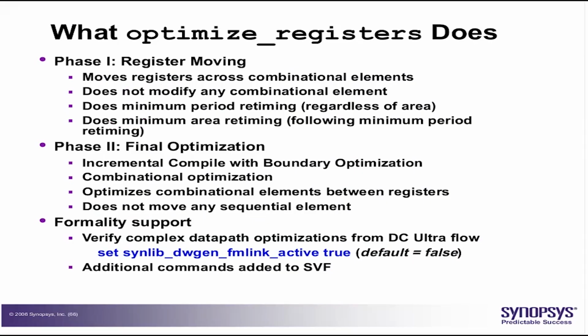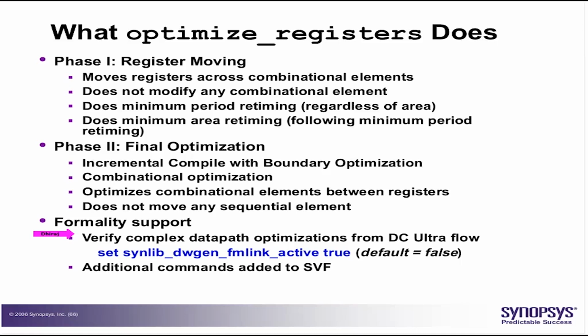This is phase 1. Phase 2 has an incremental compile, boundary optimization, combinational optimization, which optimizes combinational elements between registers. Anyway, the compile command will also do that. It does not move any registers. So in the first phase, it will do register moving to achieve better timing. In the second phase, it will optimize the combinational area between these sequential elements. This will optimize the area and timing both, right?